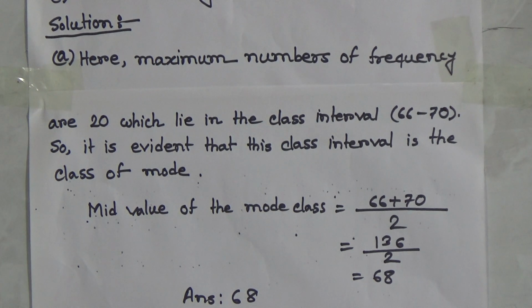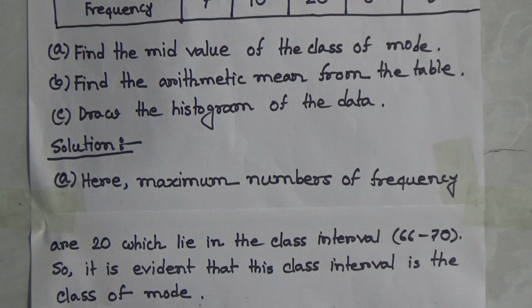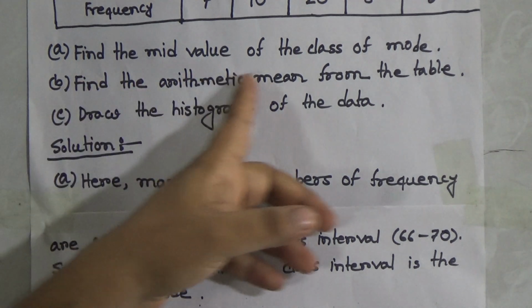Okay, question number B: find the arithmetic mean from the table.